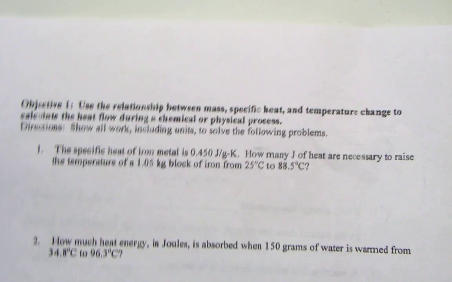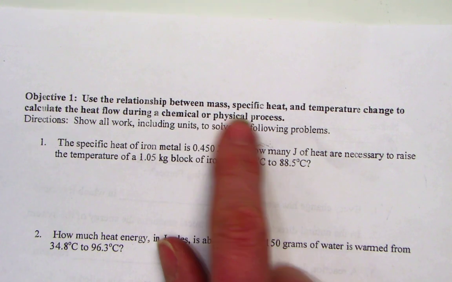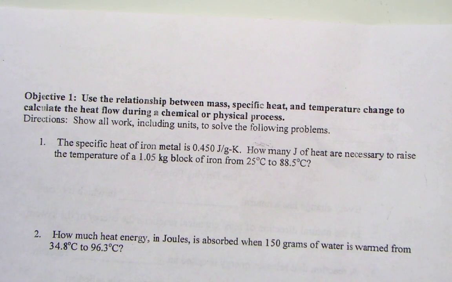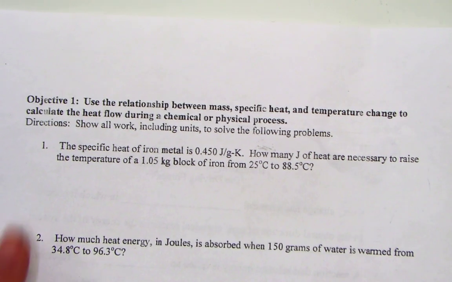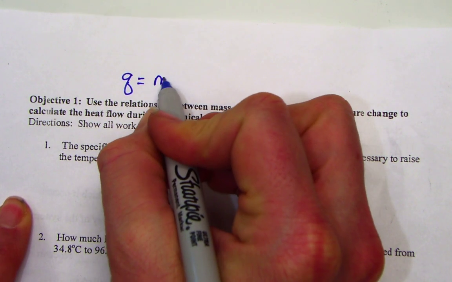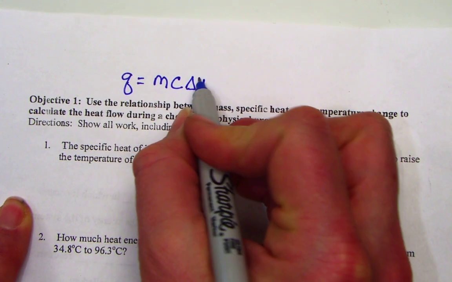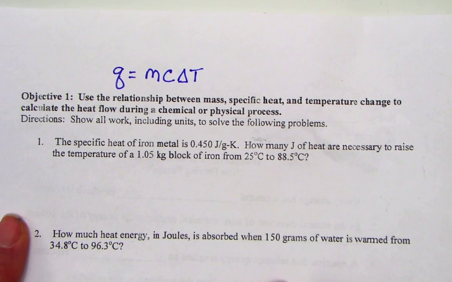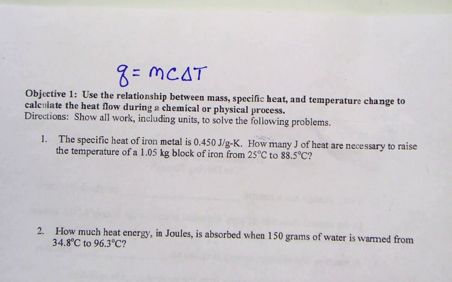Our first objective in thermochemistry, we are being asked to use the relationship between mass, specific heat, and the temperature change to calculate the heat flow during a chemical or physical process. The relationship between heat, which we represent with Q, can be found by calculating the mass times the specific heat times the delta T, our change in temperature. Given the mass, specific heat, and delta T, we calculate Q, which is our heat.